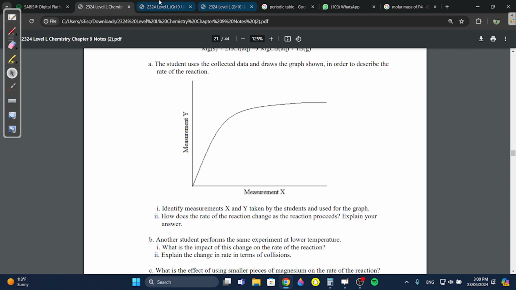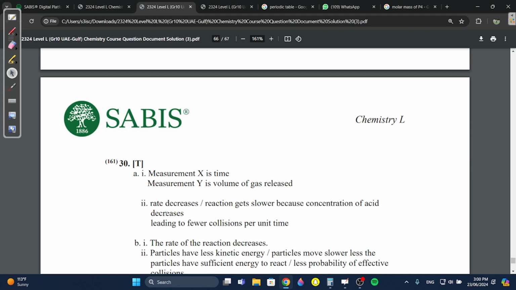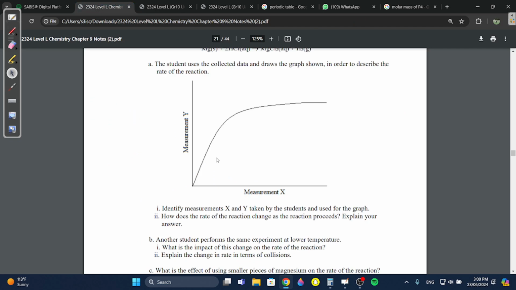Okay, explain. So always go the extra step. Don't just say because concentration of acid decreases. Explain. Okay, if the concentration of acid decreases, then what happened? That means lower collisions.